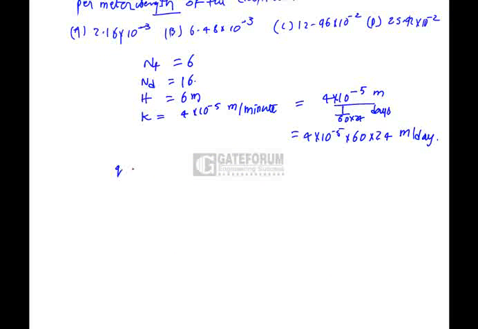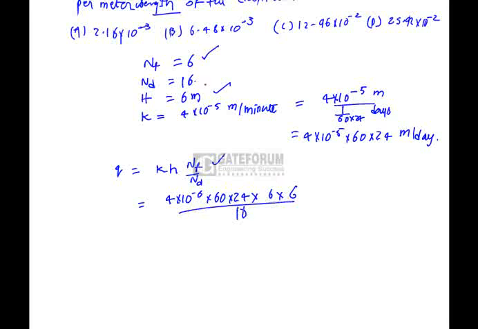What we have to find out is the seepage loss per meter length, Q equal to K H NF by ND. K is the permeability, 4 into 10 to the power of minus 5 into 60 into 24, H we know is 6 meters, NF we know is 6, divided by ND which is 16. This gives us 12.96 into 10 to the power of minus 2 square meters per day per meter length. So option C is correct.